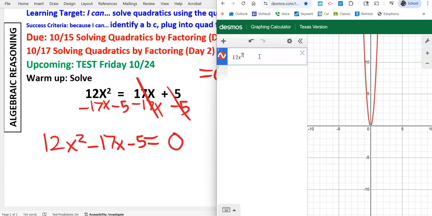12x squared. Whoa, whoa, whoa. I'm trying to do my job here.